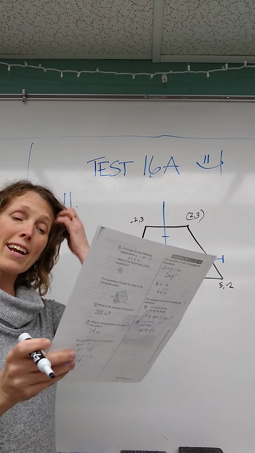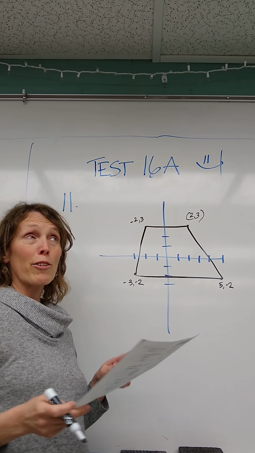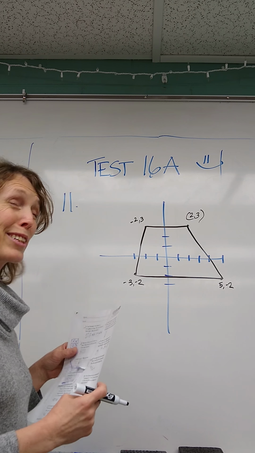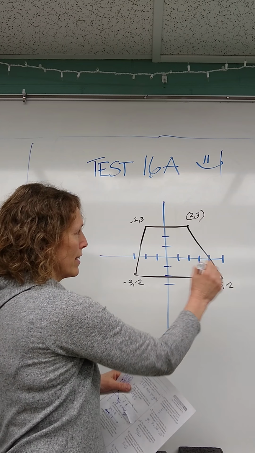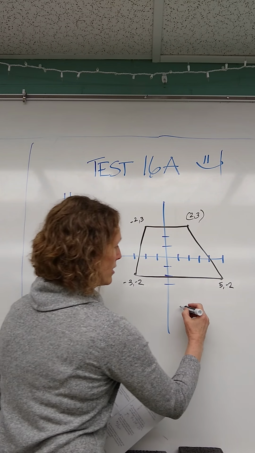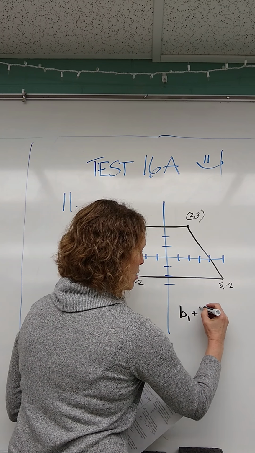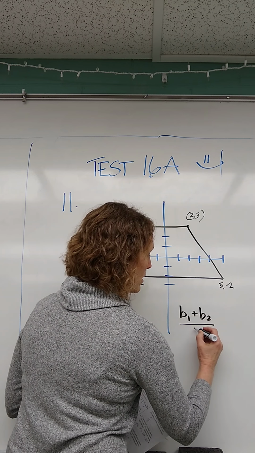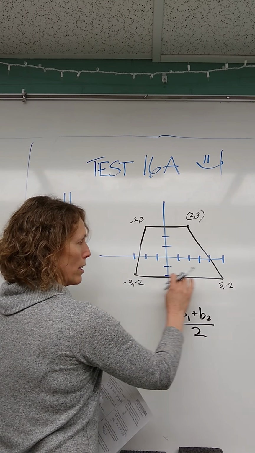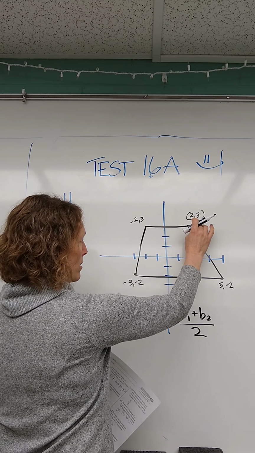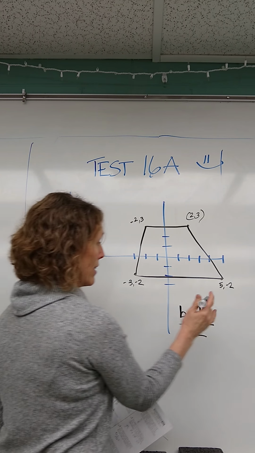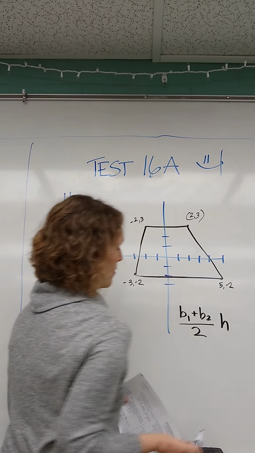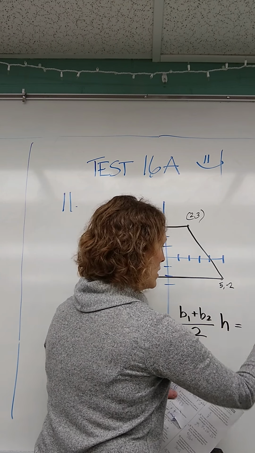It says, what is the area of the trapezoid? In order to do that, remember that the area of the trapezoid, some of you do the old way with triangles. I'm going to show you the other way because I think it's easier. You can take base 1 plus base 2 divided by 2. We're averaging out the length of the base times the height. And that's going to equal the area.